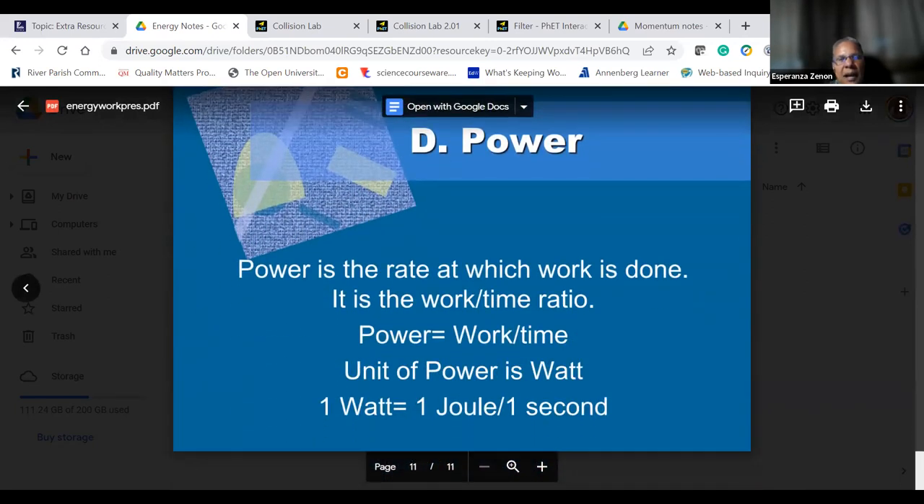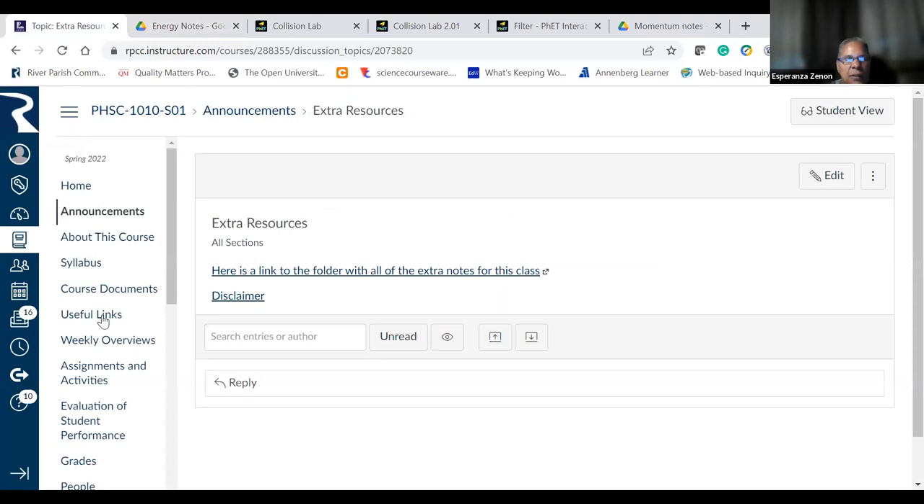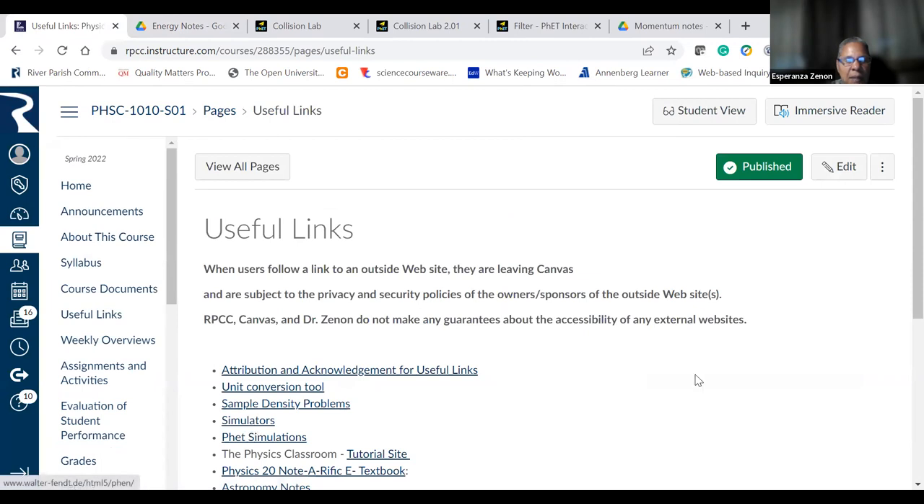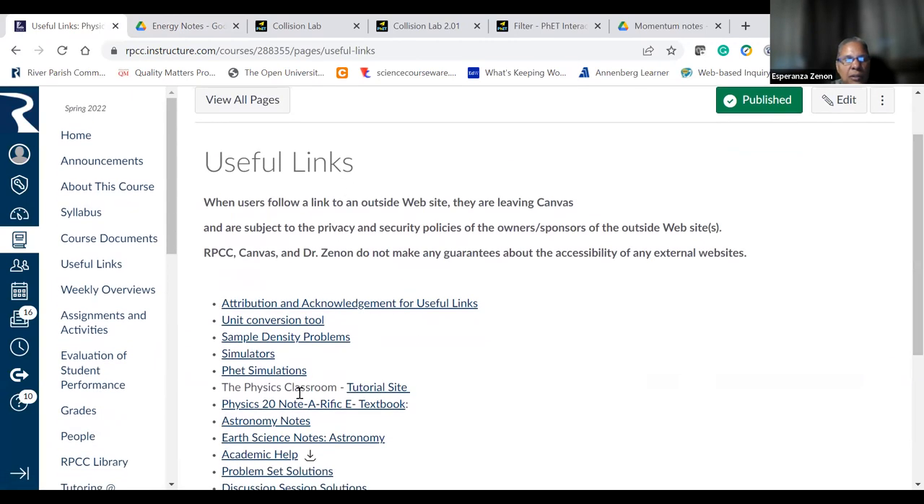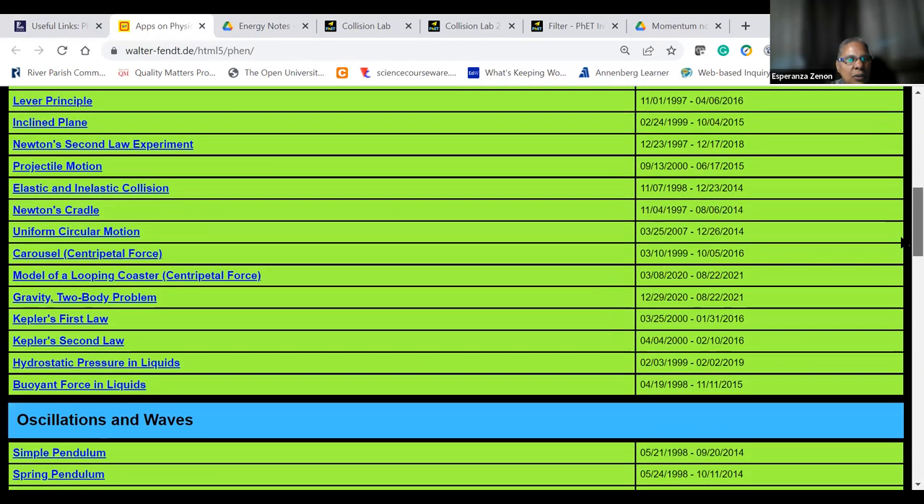And then, as I mentioned, power is the rate at which work is done: work per unit time. The unit for power in the metric system is the watt, and 1 watt is 1 joule for every 1 second. Under useful links, I have some nice simulators bookmarked that deal with this. I'm not going to go to PhET, because you're going to use the PhET simulator in lab class. I'm going to go to the one that just plainly says simulators, and I'll show you a couple of systems.